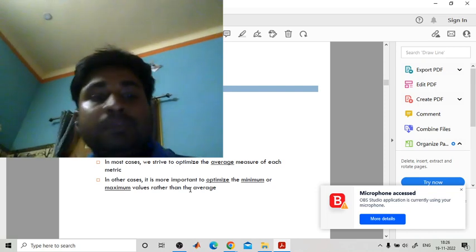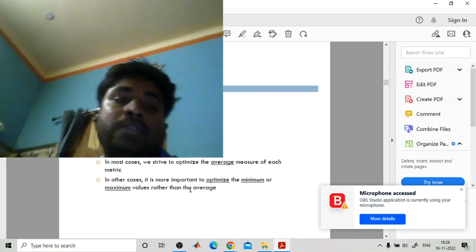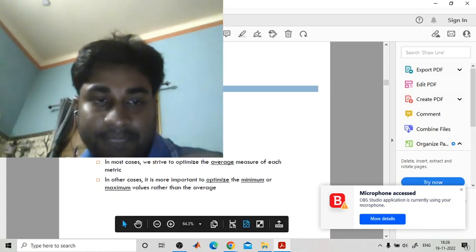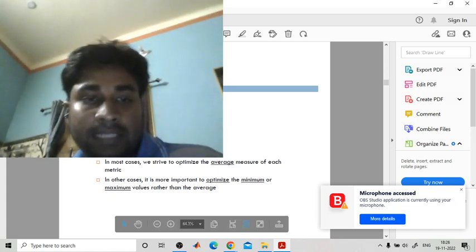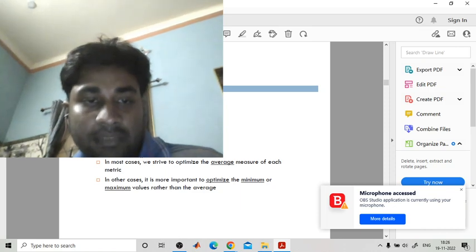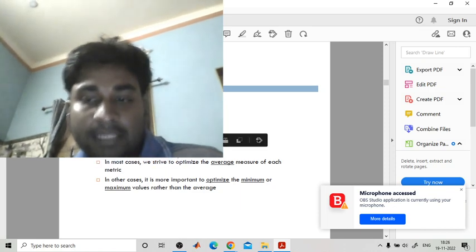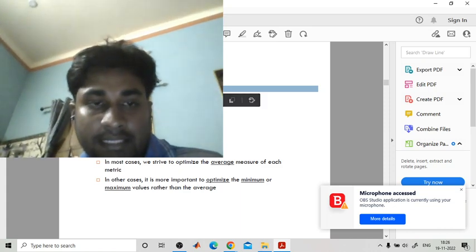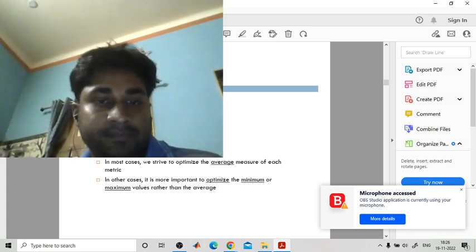Also, waiting time should be minimized here, and the response time should be minimized here. So, three different things: one is the turnaround time, the other one is the waiting time, and the other one is the response time. These things should be minimized, and CPU utilization and throughput should be maximized. Okay.